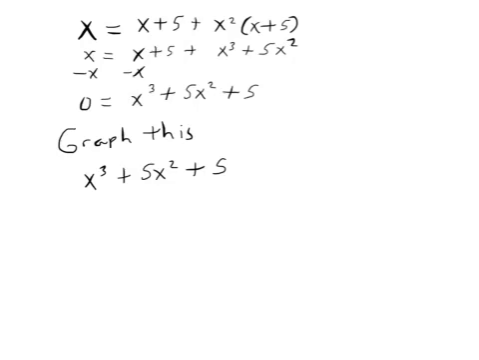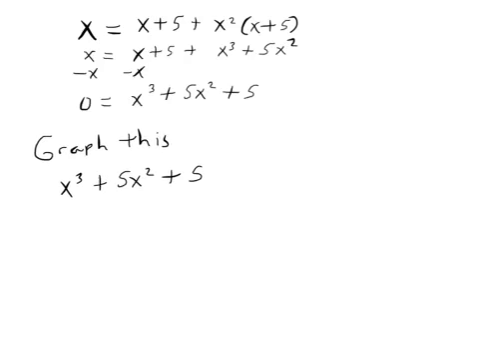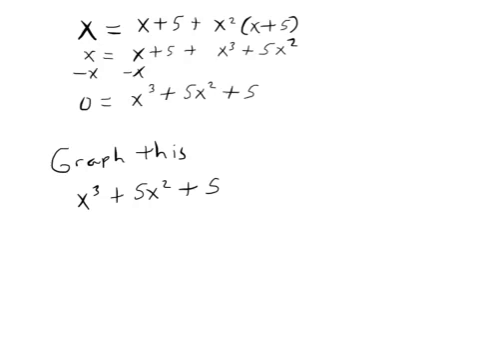I first distributed the x squared through, and so I have x^3 + 5x^2 when I did that. Combining like terms here and setting it equal to 0, I have 0 = x^3 + 5x^2 + 5. And so this right here is what I'm going to graph in my graphing calculator. I'm going to graph x^3 + 5x^2 + 5.